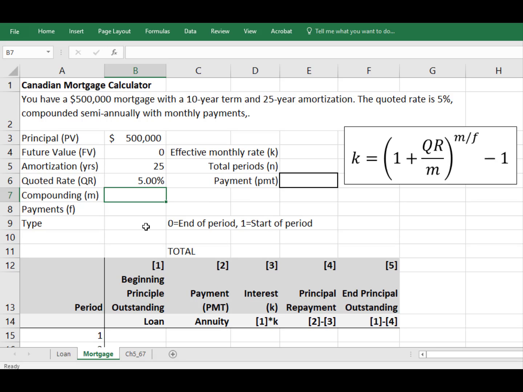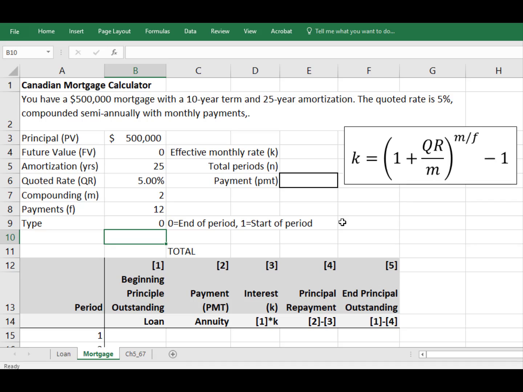Compounding in Canada for mortgages as well as for bonds is twice a year, or semi-annual, and we make our mortgage payments 12 times a year, or monthly. Payments are coming at the end of the period, so 0. Okay, so now we have the inputs to our calculation.